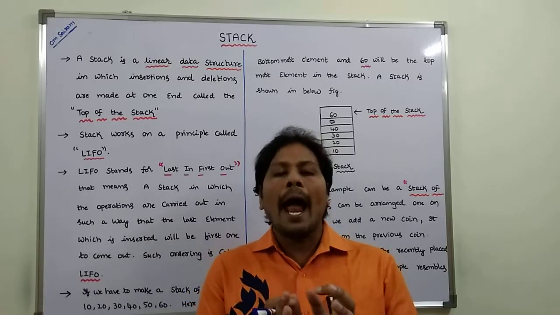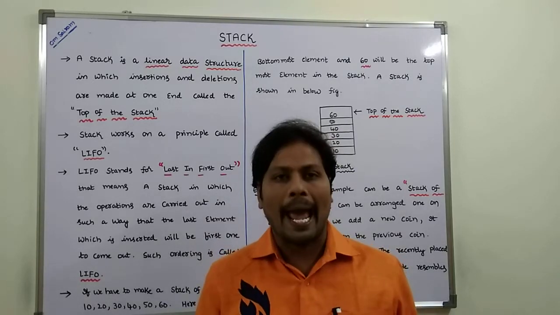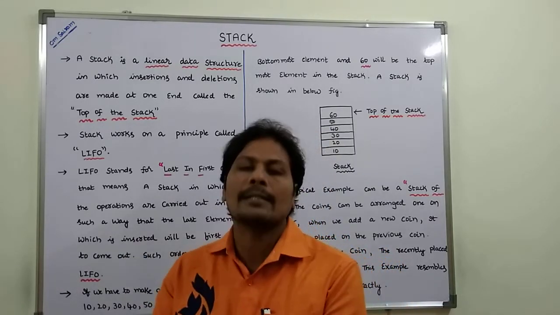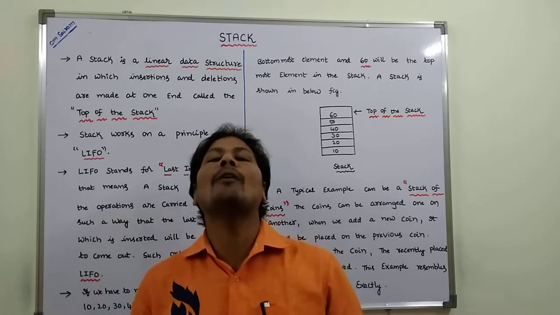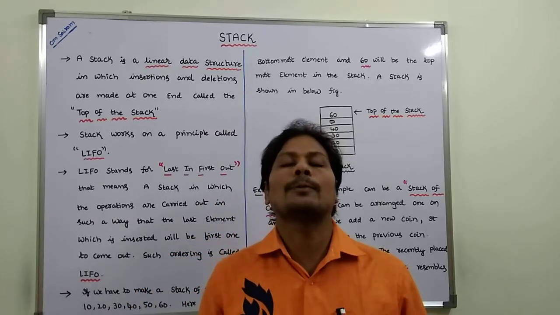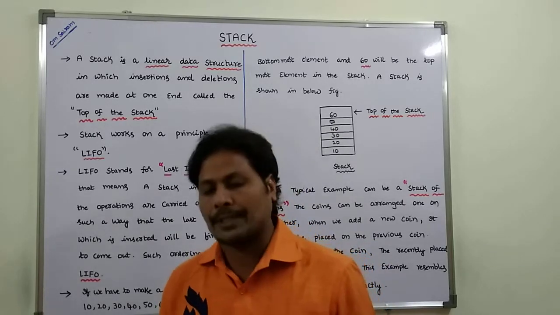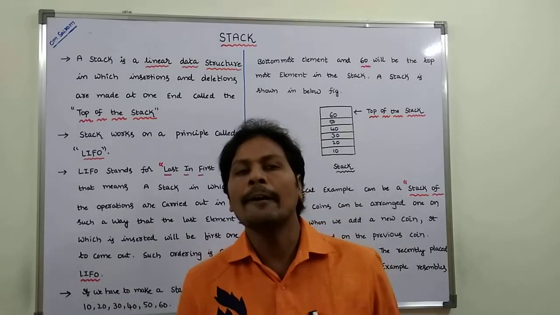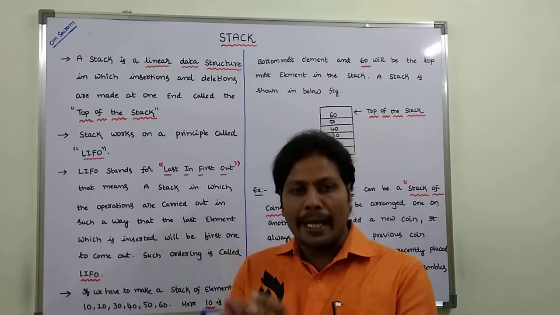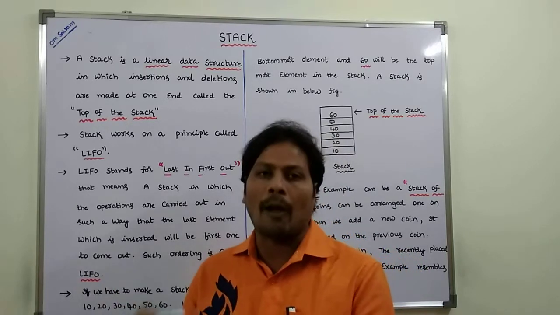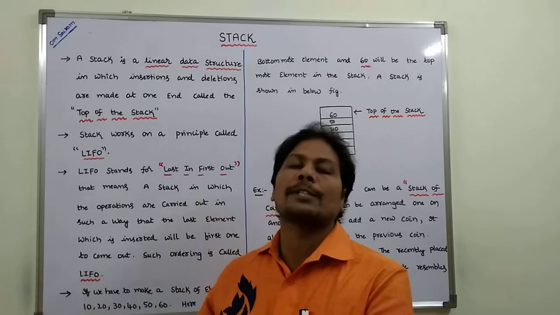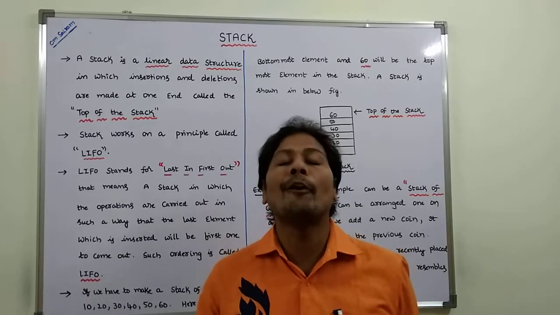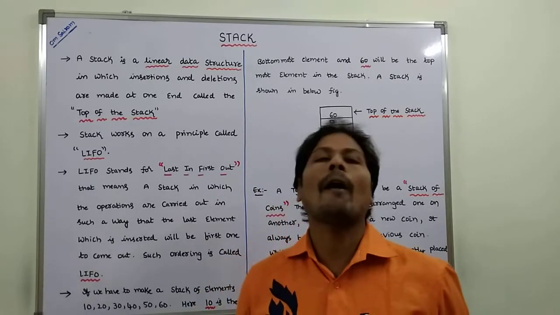Suppose we are adding some elements into the stack. Whatever the element that is inserted at the last, that element comes out from the stack first. So that is called last in, first out. That means whatever the element that is inserted at the last, that element is the first one to come out from the stack. So this is called LIFO order, last in, first out order.